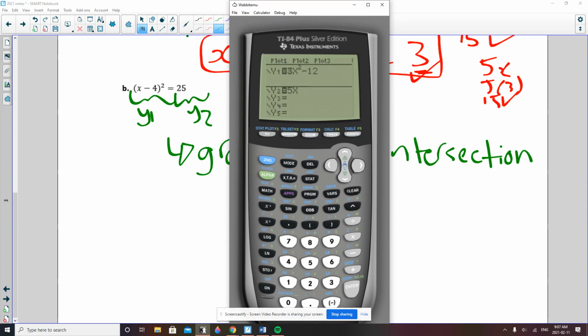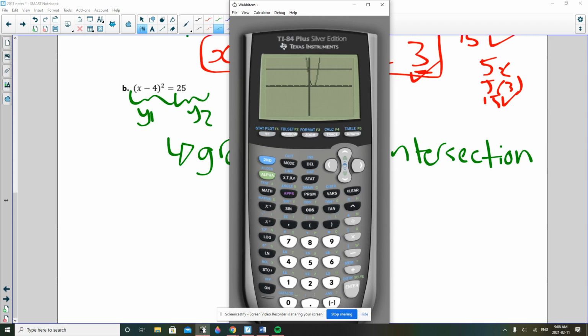So on my calculator, I'll clear this. And again, the left side is one equation. So the left side is x minus 4 squared. The right side is just 25. So I just type in that constant of 25. And then I should be able to graph it on my calculator and hopefully see both of them. There we go. So a quadratic function and then just a horizontal line.